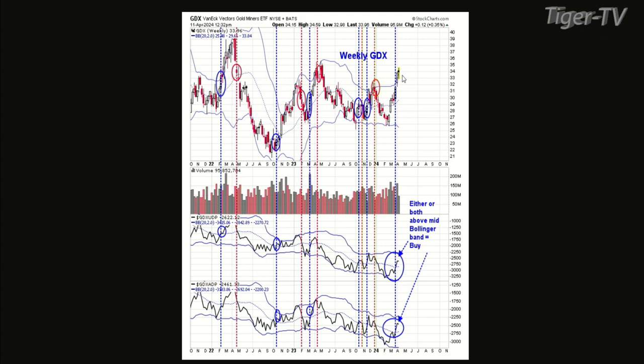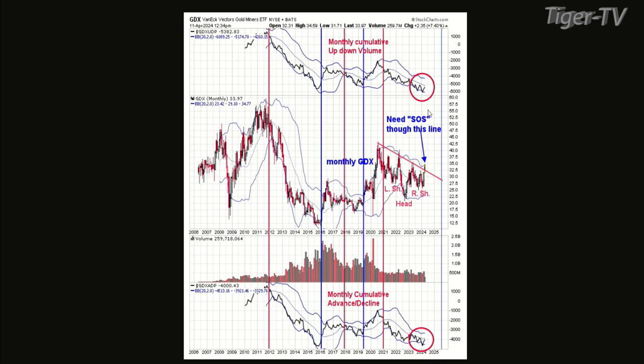Okay, same indicators again, but this is on a monthly time frame. And this is the one that you want to see cross the mid-Bollinger band. These signals are always going to be late, probably a month, maybe two at most, but they catch the main trend of the market.